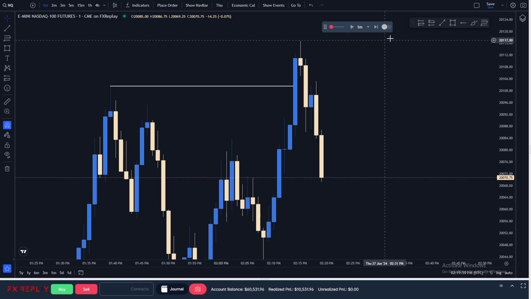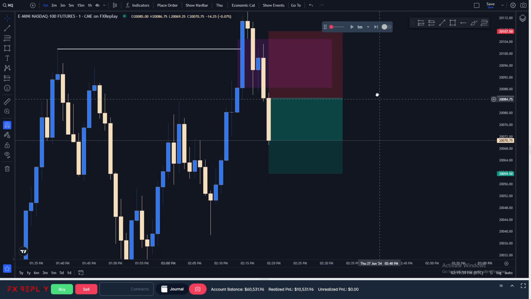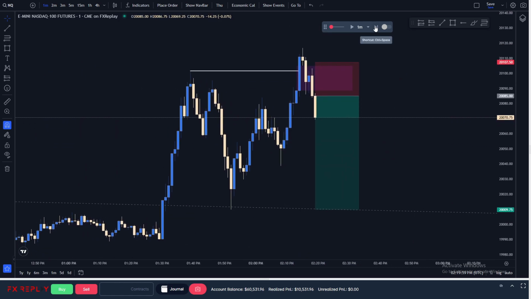I'm not gonna lie, I went too fast. But here would be another good trade. Stop right here. Take profit here at the low. Let's see if this would have hit.